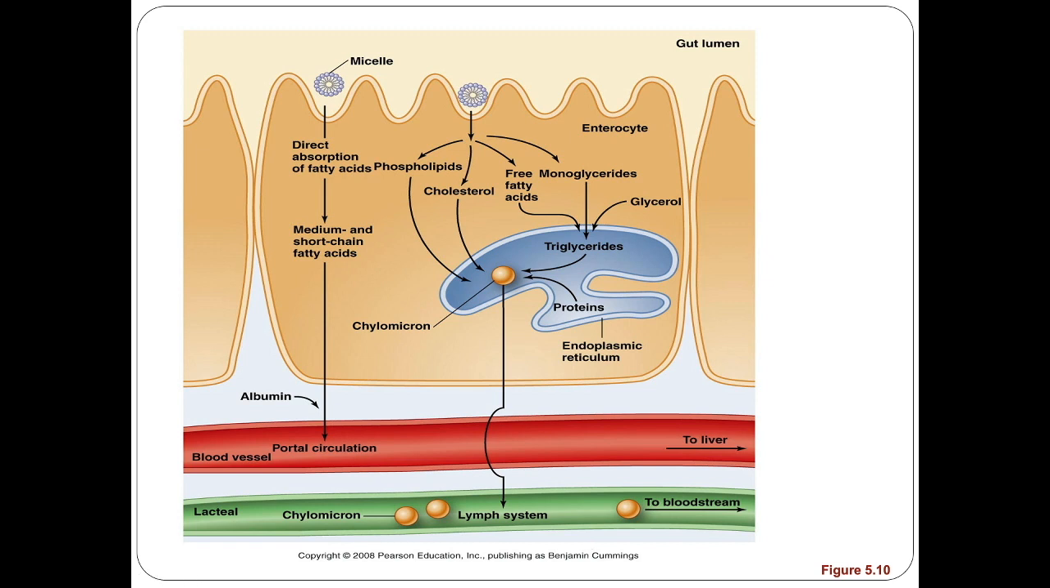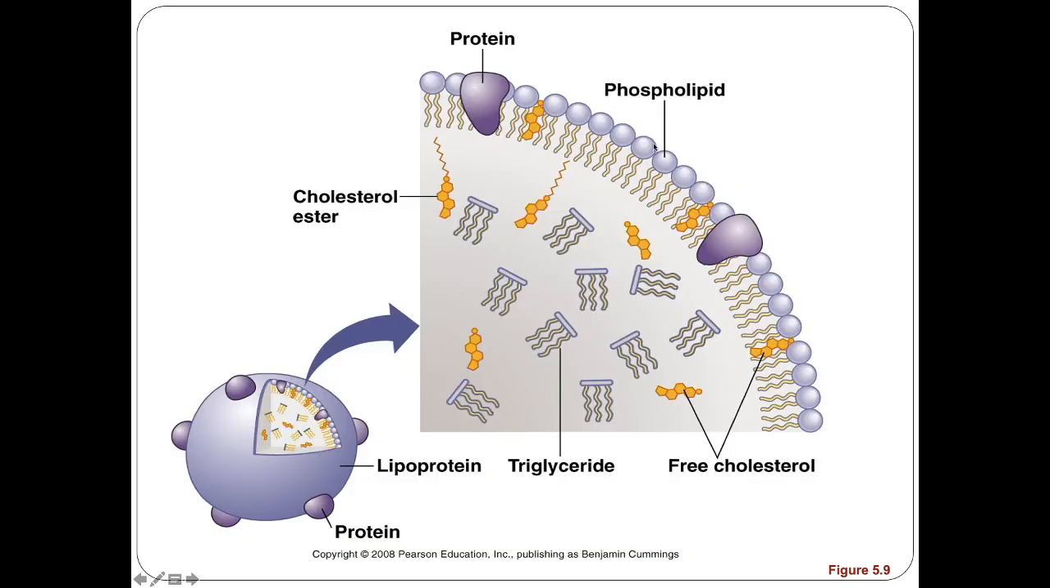And once it's inside the gut cell, then the fatty acids within the micelle can be directly absorbed into the bloodstream if they're small, or they get combined with phospholipids, cholesterol, and monoglycerides inside of the endoplasmic reticulum to make what we call a chylomicron. And this chylomicron enters the lymph system and eventually goes to the bloodstream and then to the liver. And this is a structure of a micelle. So you have your phospholipid, you have your fat interior along with your cholesterol esters and your triglycerides. And you have some proteins on the outside that aid in fat digestion.